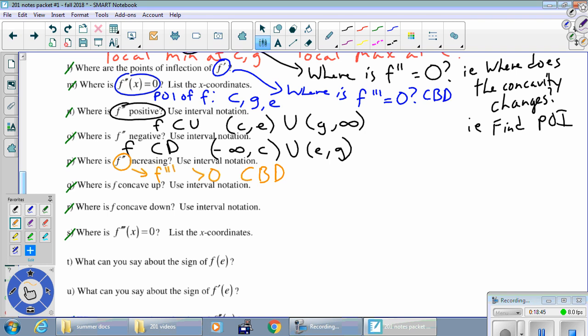Where is f concave up? Okay, that one's easy. We've already answered that question right here. This is an easier version of that question, so I'll just copy that answer. C to E, and then G to infinity. And then where is f concave down? So I think we've answered that one in part O. So minus infinity to C, union E to G.